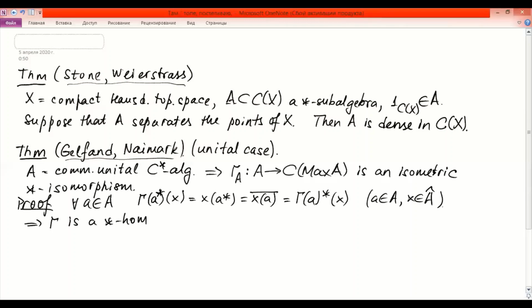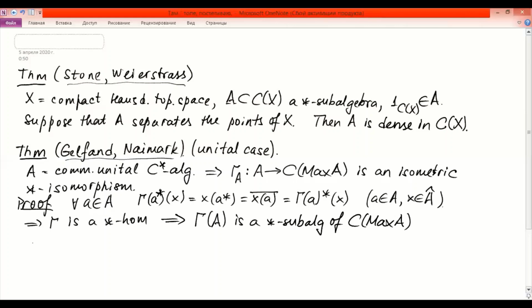And since it is a star homomorphism, it follows that its image, gamma of A, is a star subalgebra of the algebra of continuous functions on the maximal spectrum. Well, it's now easy to see that this subalgebra satisfies the conditions of the Stone-Weierstrass theorem. Because it is a star subalgebra, it contains the function which is identically 1, because gamma is a unital homomorphism, and it separates the points by the very definition of the Gelfand transform.